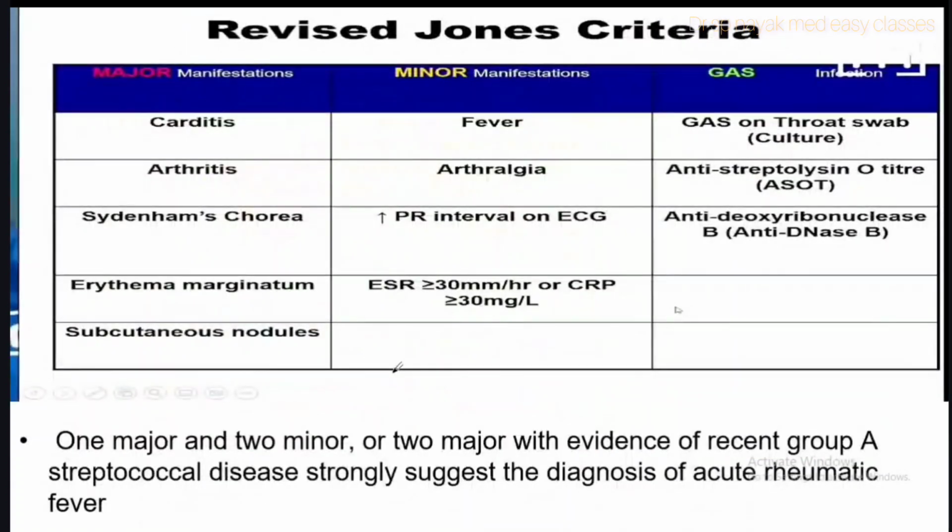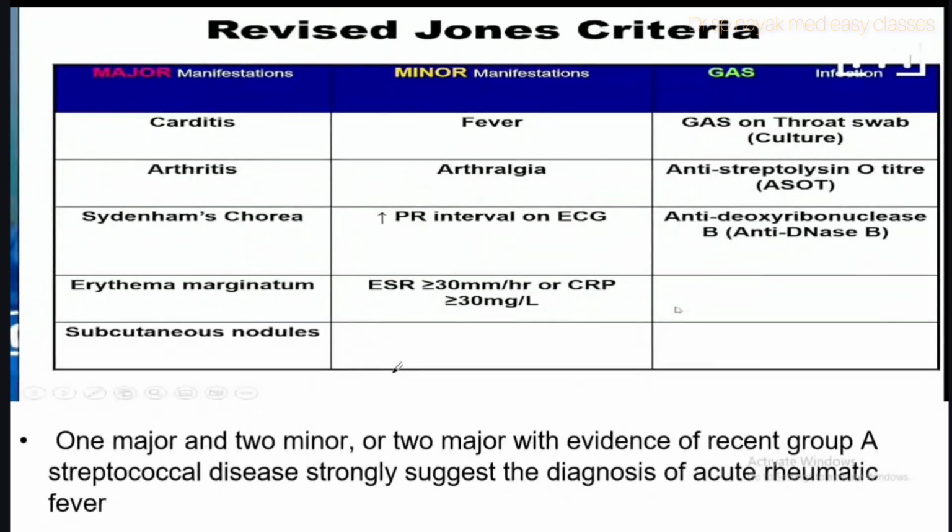Now we are going to see the minor criteria. In the revised Jones criteria, the minor manifestations include fever, arthralgia, increased PR interval on ECG, and increased ESR or CRP levels. We have seen the major manifestations, which are carditis, arthritis, Sydenham's chorea, erythema marginatum, and subcutaneous nodules. With these two sets of criteria, we are going to involve GAS, that is Group A Streptococcus infection.